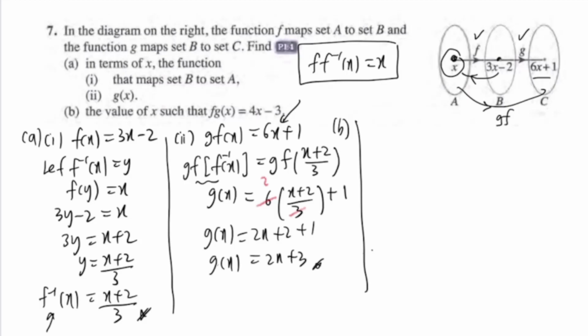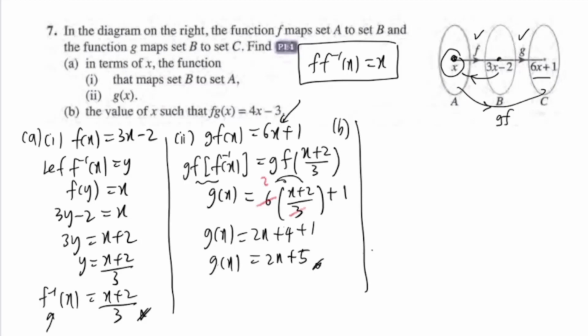Find the value of x given that. Okay, I think I made a mistake here, sorry. This is now 4. Yeah, sorry, I wrote wrongly. This is 2 times 2 is 4. 4 plus 1 is 5. gx is 2x plus 5.